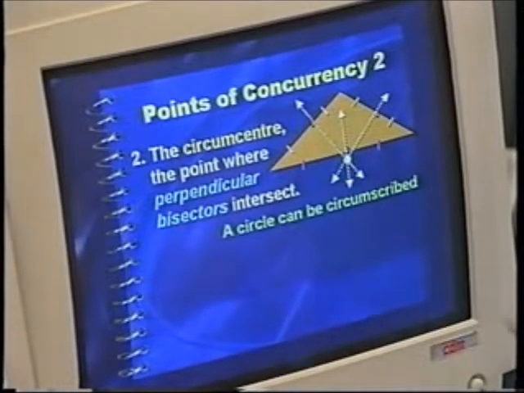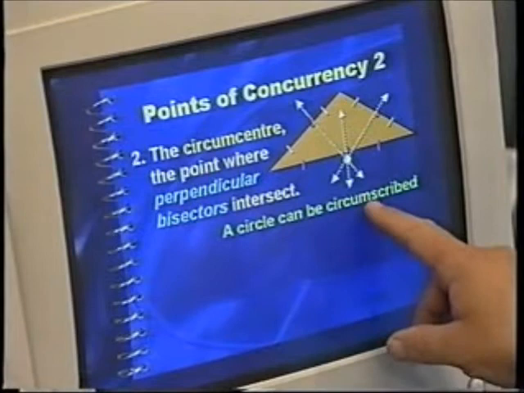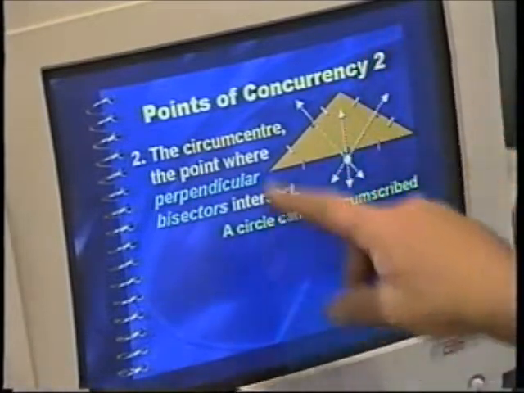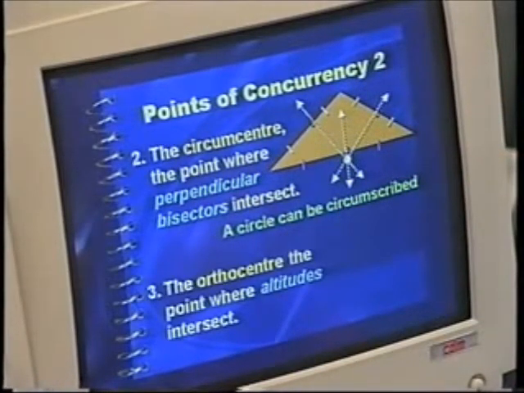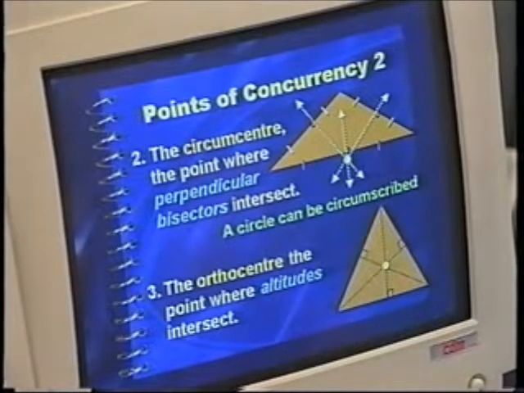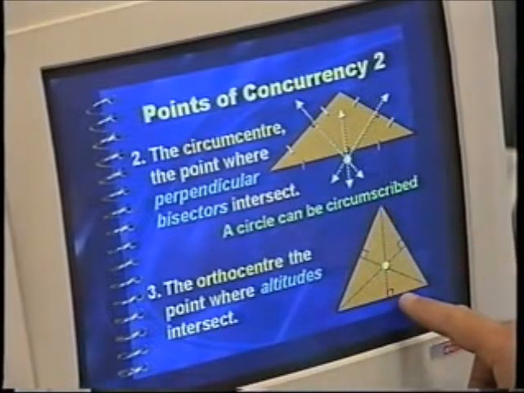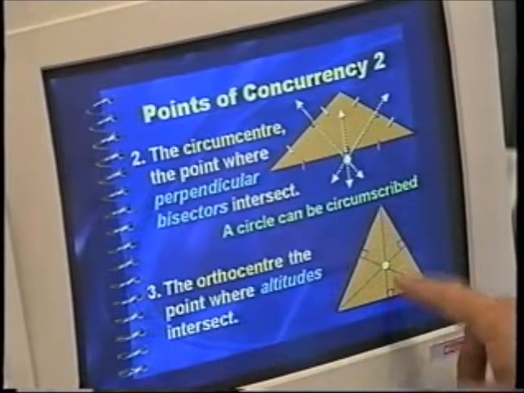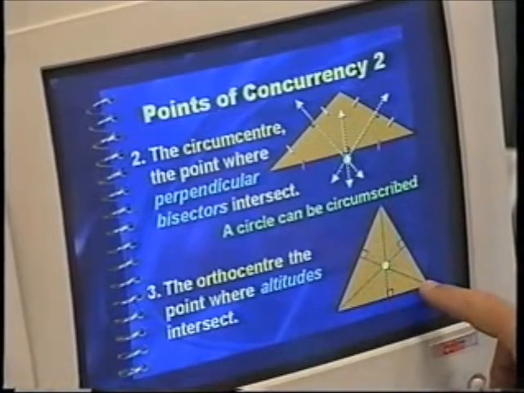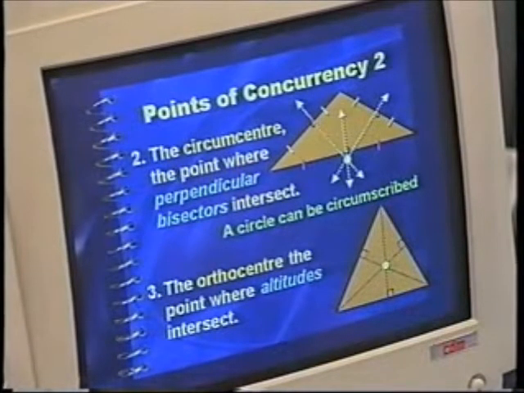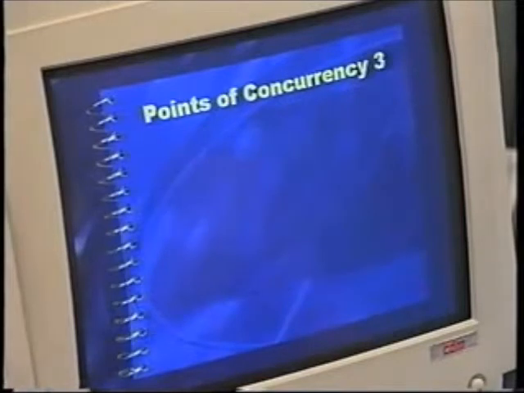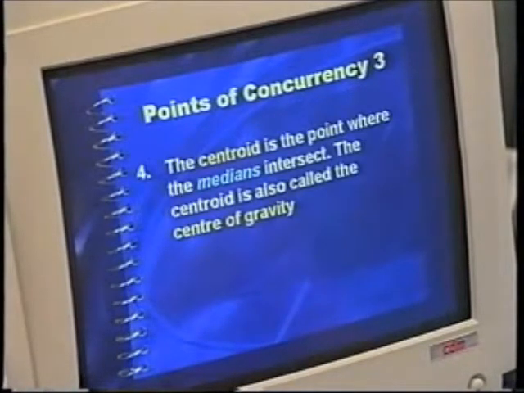A third one, well, I said here, the circle can be circumscribed. That means you can actually draw a circle around all these points. The orthocenter is the point where the altitudes intersect. Altitudes are simply the heights of each of the points. There you go. You go from a vertex to the side opposite at a right angle. That's called the orthocenter. And finally, probably the most important one, it's the centroid.